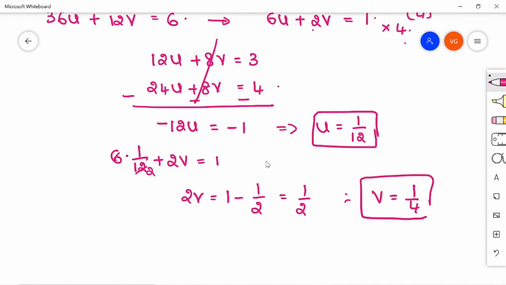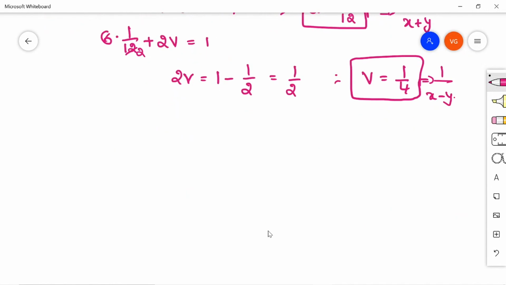So what we have assumed: u is equal to 1 by (x plus y) and v is equal to 1 by (x minus y). So from here you can write x plus y is equal to 12 and x minus y is equal to 4. As we need x and y, not u and v, right? We have assumed x is the speed of the boat in still water and y is the water flow, right? So now solve for x and y.